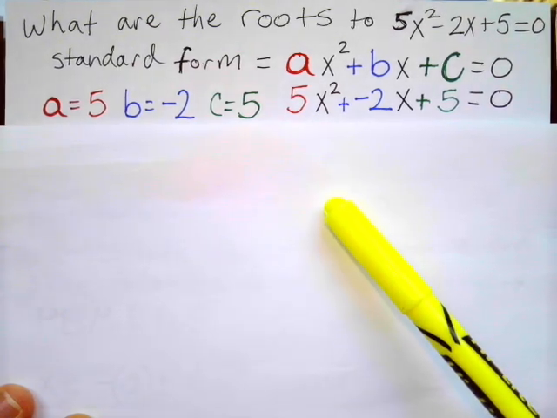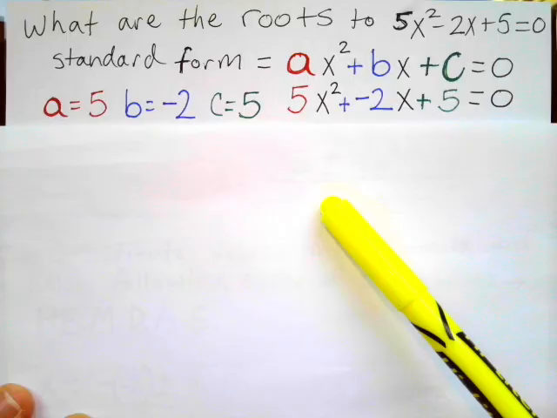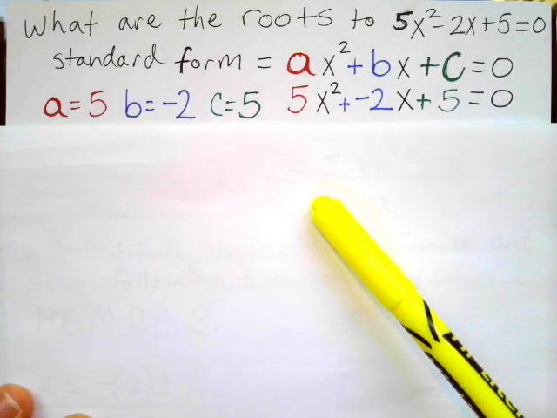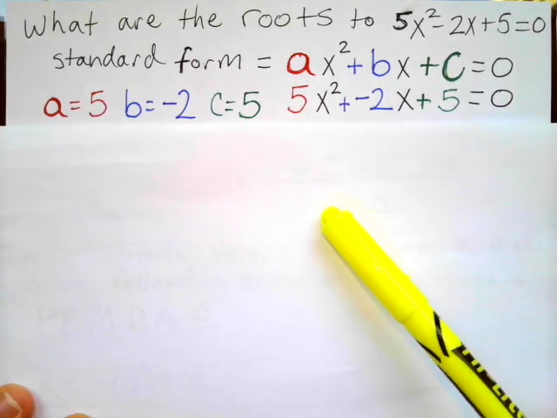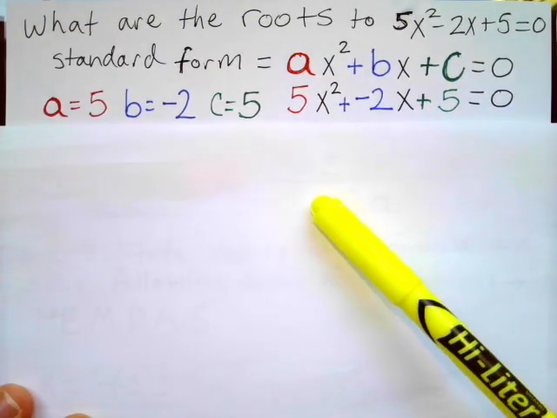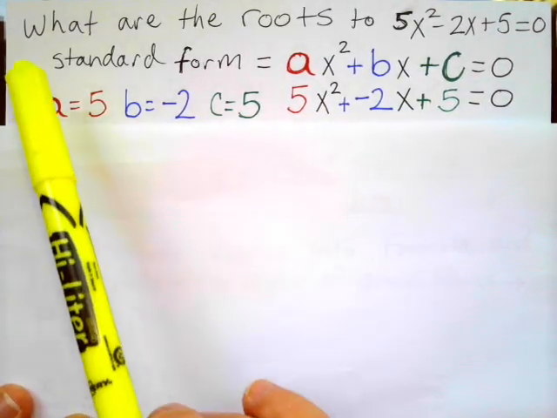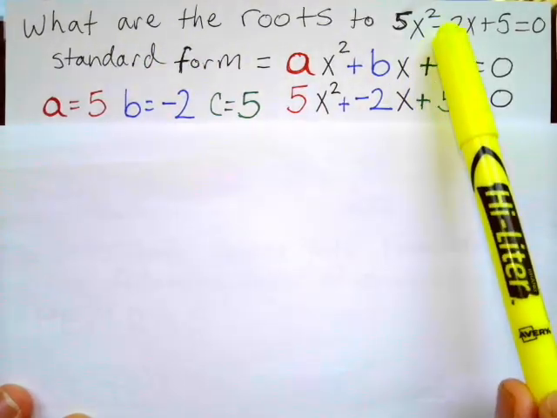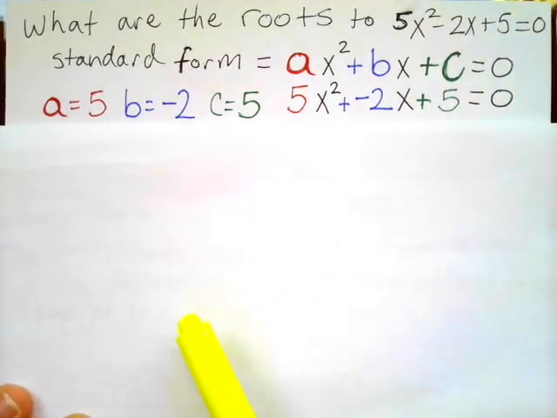I want to make sure I'm not rushing and I'm explaining. This is a complicated problem. It's a difficult problem. You can do it. You need to understand how to do it, and then you need to practice. I'll talk about that in my last video. So, hey, let's get going. What are the roots to 5x squared minus 2x plus 5 equals 0?